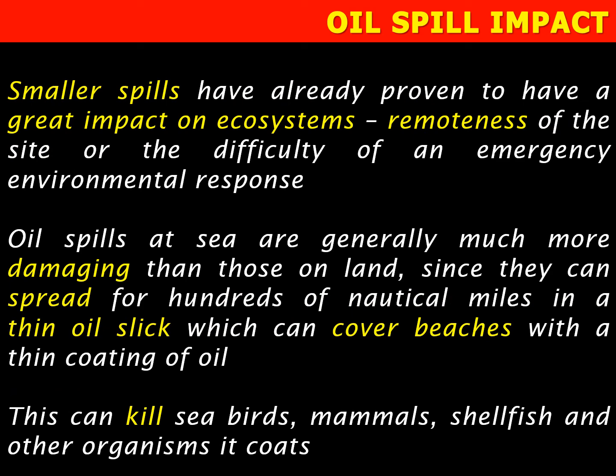Smaller spills have also proven to have a great impact on ecosystems, because of factors such as the remoteness of the site or the difficulty of an emergency environmental response. Oil spills at sea are generally much more damaging than those on land, since they can spread for hundreds of nautical miles in a thin oil slick which can cover beaches with a thin coating of oil. This can kill seabirds, mammals, shellfish, and other organisms it coats.